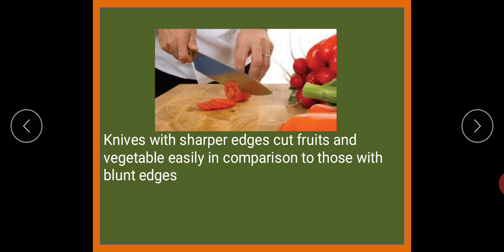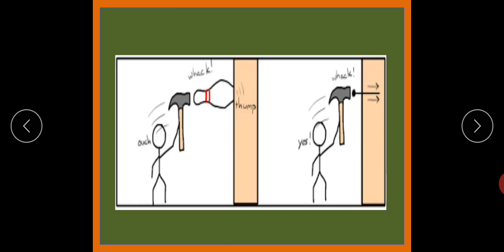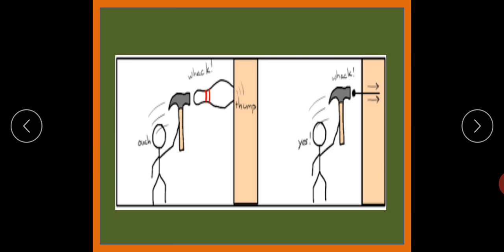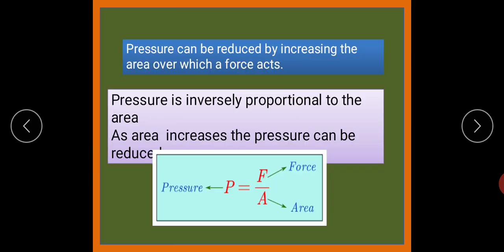Similar is the case with knives with sharper edges. Knives with sharper edges cut vegetables and fruits easily. With a blunt knife, you have to apply more pressure. That means lesser area will give you more pressure. Here, you can see the man trying to insert this object in the wall. He is not able to, but the nail which has a pointed edge can be easily inserted in the wall. That is, area decreases, pressure increases. With less effort, more pressure can be generated.